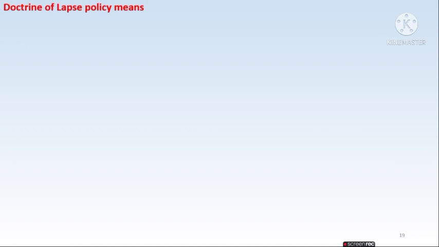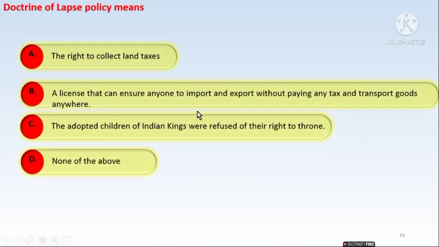The next question is, Doctrine of Lapse policy means. The right to collect land taxes; a license that can ensure anyone to import and export without paying any tax and transport goods anywhere; the adopted children of Indian kings were refused their right to throne; or none of the above. Yes, what is the answer? It is option C. That is, the adopted children of Indian kings were refused their right to throne. Right, therefore option C is the right answer.